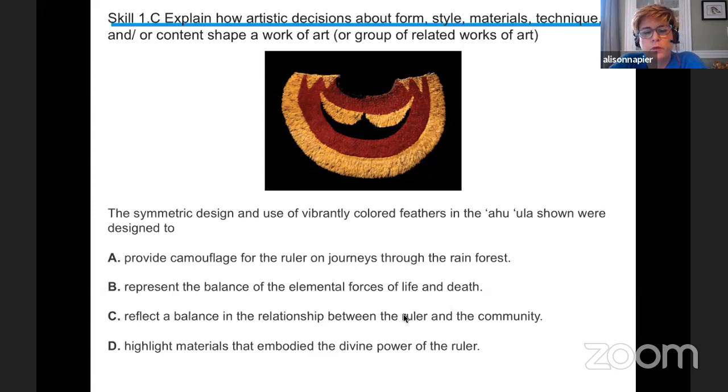The balance between the ruler and the community, the relationship there, I'm not sure that that's a great choice either, because the ruler clearly wears this as an element of prestige and power. So we work our way down, and option D really is the correct response here, that it embodies that divine power of the ruler, in addition to drawing attention to his power and authority as a secular figure that is connected to the ancestors and to the gods.